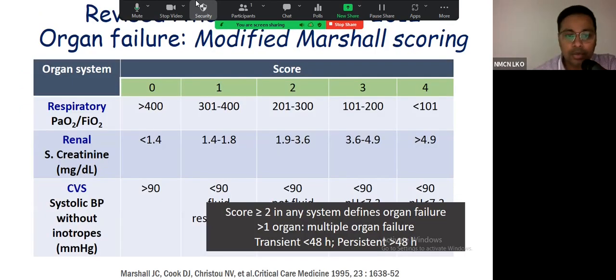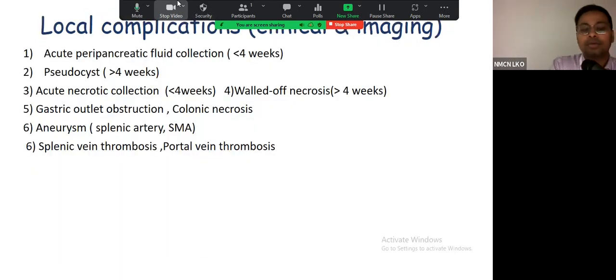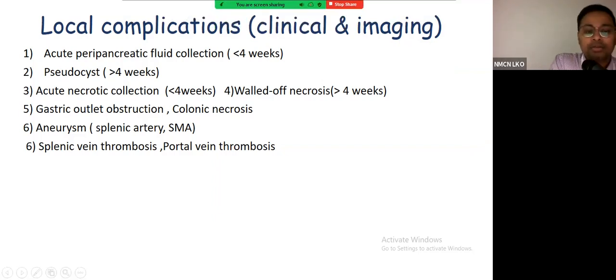So what are the local complications required for defining moderately severe acute pancreatitis? Usually they are fluid collections: acute peripancreatic fluid collection within 4 weeks, and pseudocyst, which is more than 4 weeks from the onset of pancreatitis. In the setting of necrosis, within 4 weeks it is acute necrotic collection, and more than 4 weeks, it is walled-off necrosis. There are certain other complications, like gastric outlet obstruction, colonic necrosis, aneurysm, or splenic vein thrombosis.